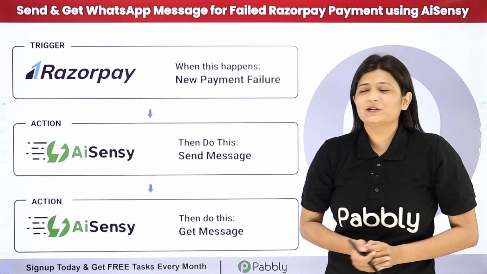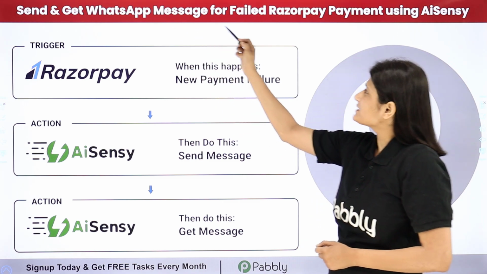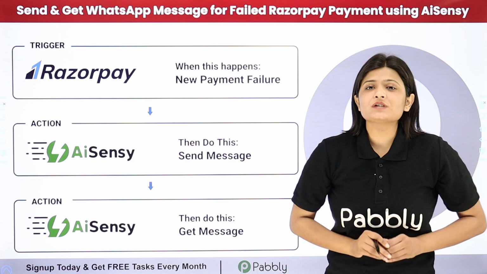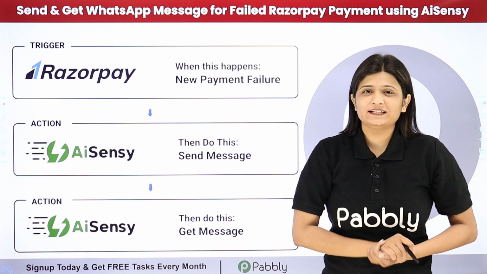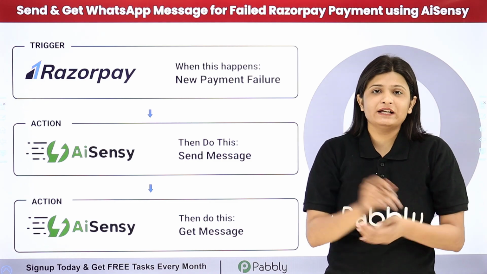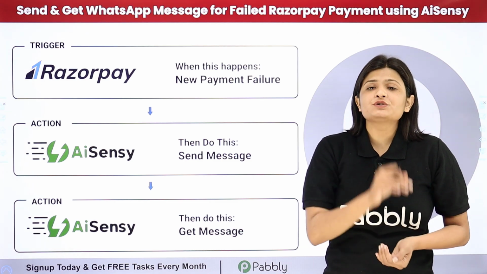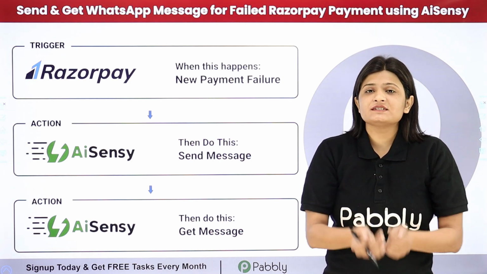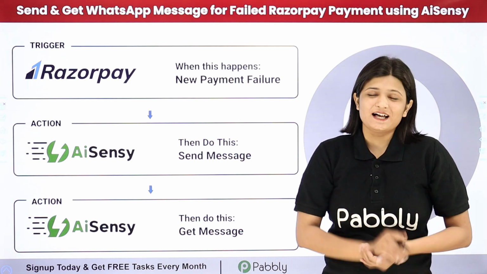In this video, we are going to learn how to send and get WhatsApp message for failed Razorpay payment using AiSensy. So let's suppose I am running an online store and I am collecting all my payments with the help of Razorpay. Now whenever there is a new payment failure in my Razorpay, I want to send automated WhatsApp message to that customer, and I also want to receive the same message giving me the details of this customer.